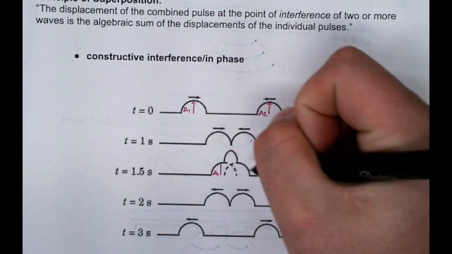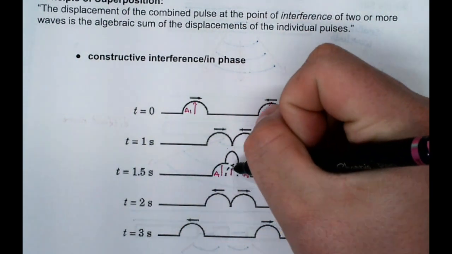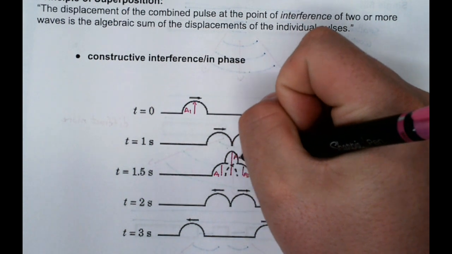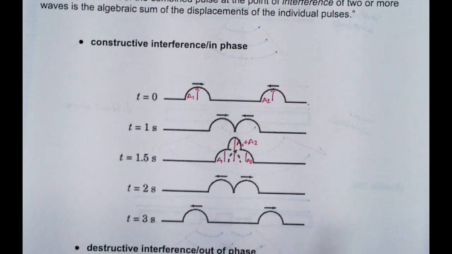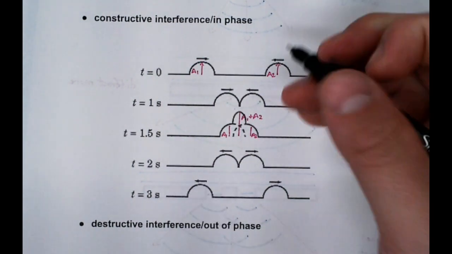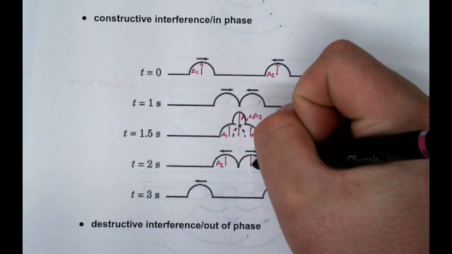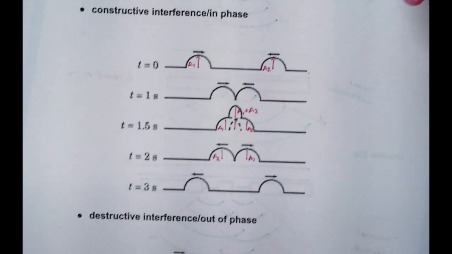Same when we have destructive. But now we can think of this as a positive direction, or an amplitude 1 going up. And we can think of this as amplitude 2, but in the negative direction. If they are the same, when they hit each other, they're going to balance out. So at this point, you have them canceling each other out. And then, again, they continue on through.